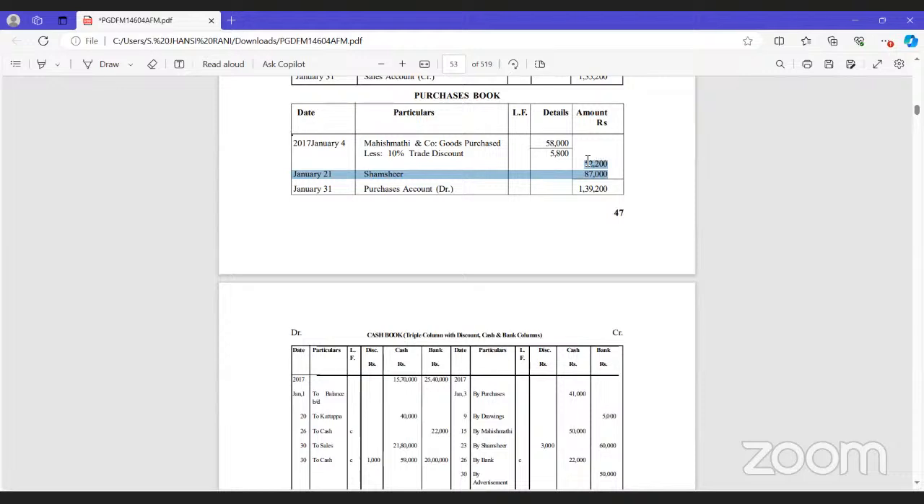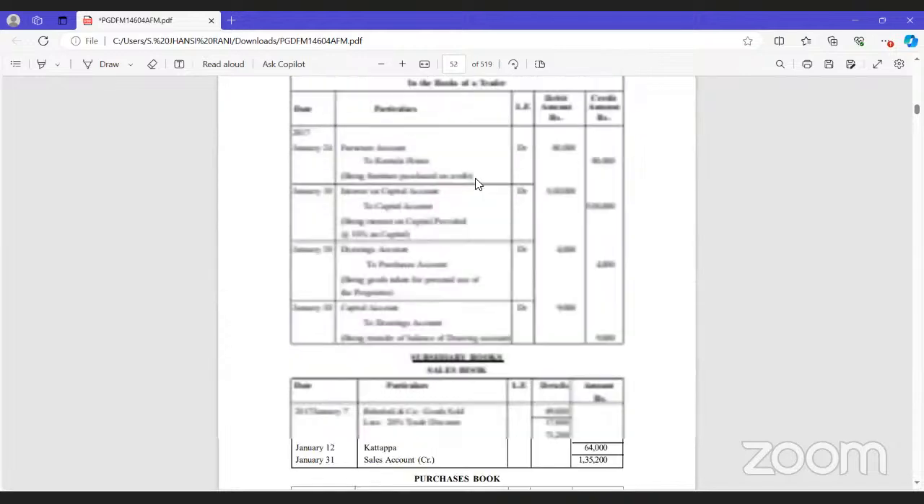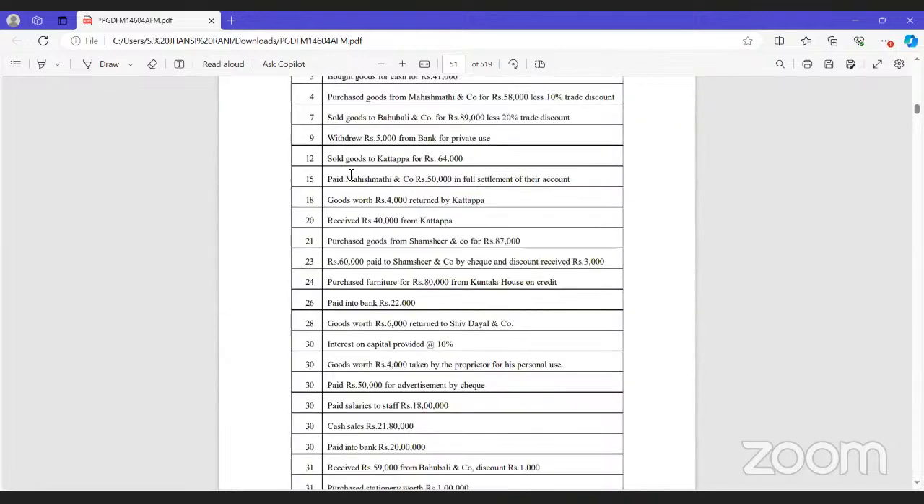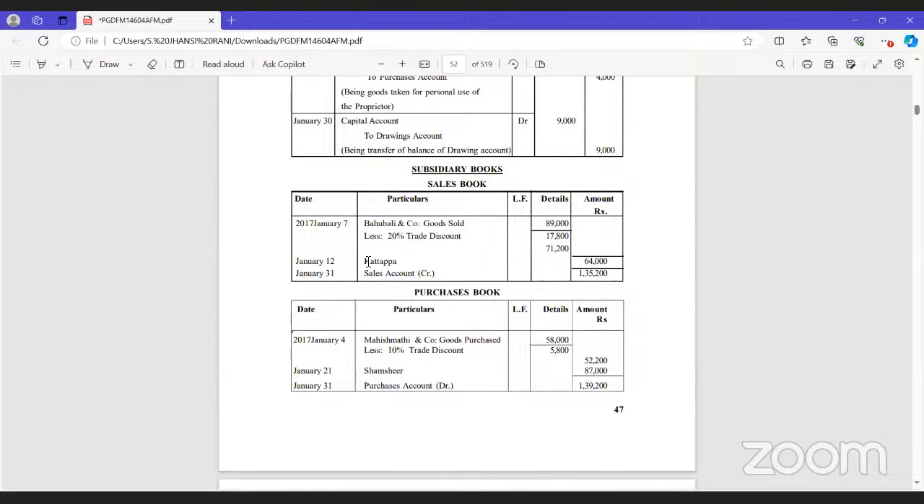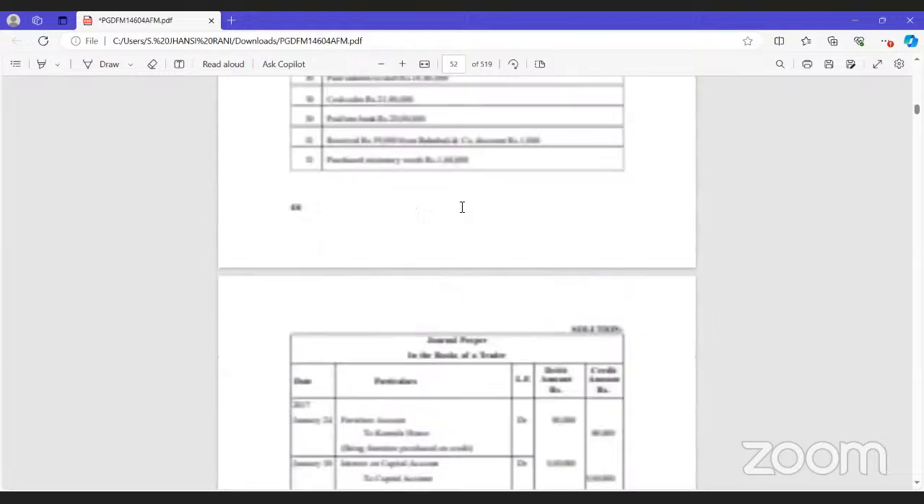So we are having only two purchases. One is from Maheshmati and the other is from Shamsher. This is how we prepare the purchase book. Similarly, we prepare the sales. Look at here. Sold goods to Kattappa, rupees 64,000. So come to the sales book. There we write Kattappa 64,000. Next, look at the next one.